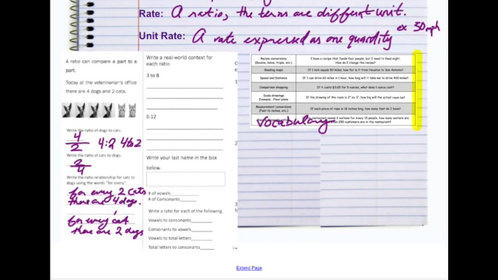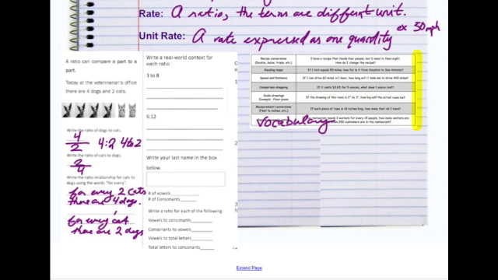Usually when you say for every, you want there to be a 1 in the statement, right? If I said for every student, I need 2 pencils. For every single student, I need 2 pencils. So I have to make sure that I have that ratio with a 1 involved.